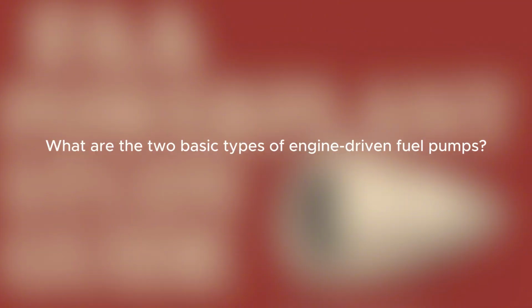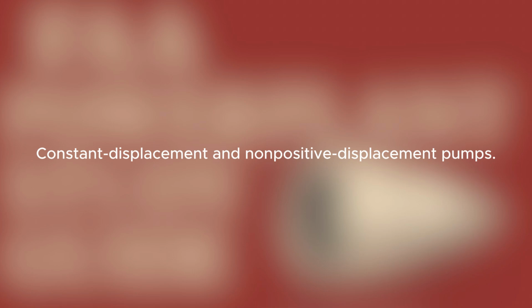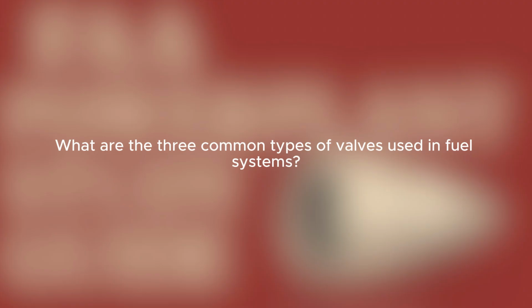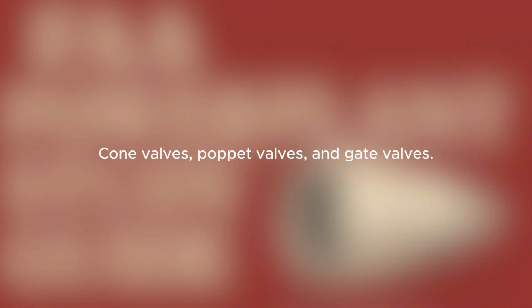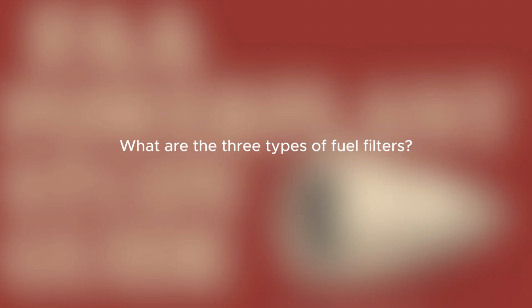What are the two basic types of engine-driven fuel pumps? Constant displacement and non-positive displacement pumps. What are the three common types of valves used in fuel systems? Cone valves, poppet valves, and gate valves. What are the three types of fuel filters? Micron filters, wafer screen filters, and plain screen mesh filters.